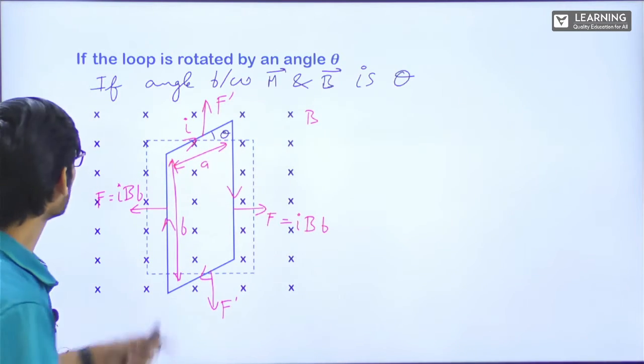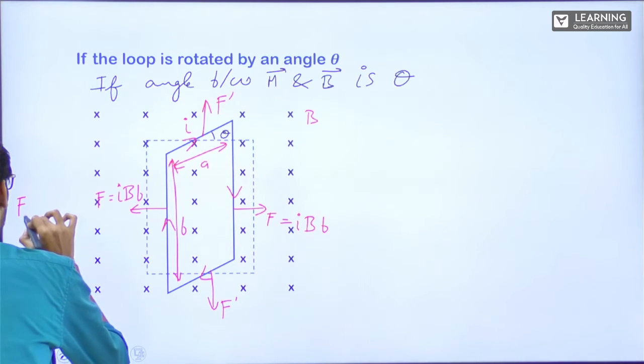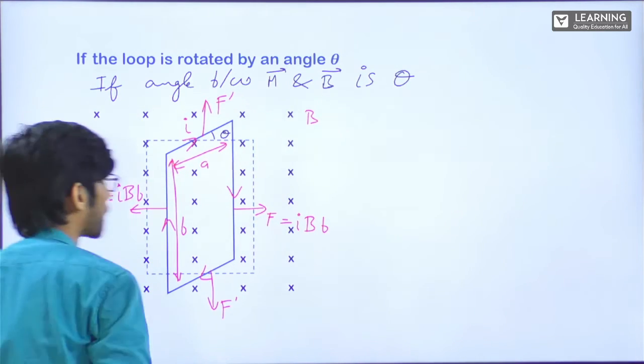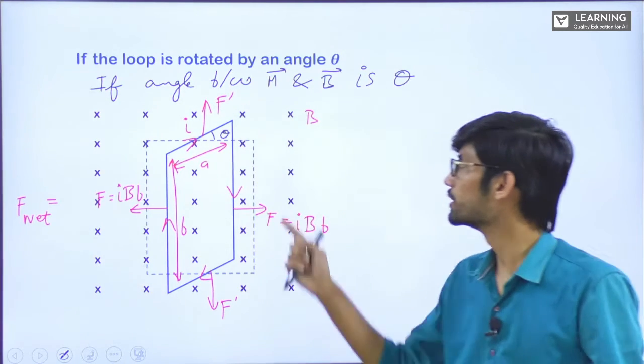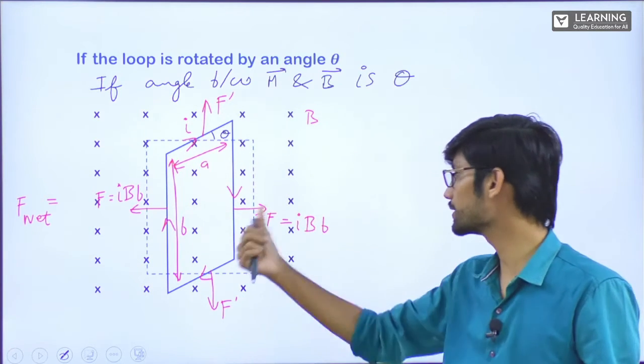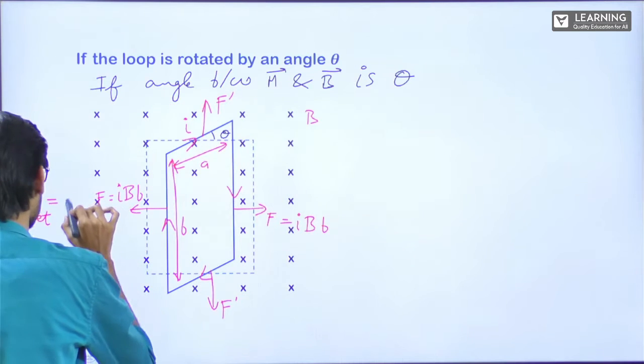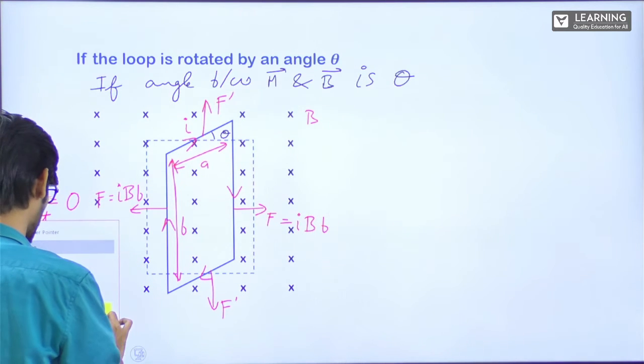Now, what will be F net? This force upward, this force downward, both are equal. This force I B L, this force I B L, both are equal. F net is 0. F net is 0.